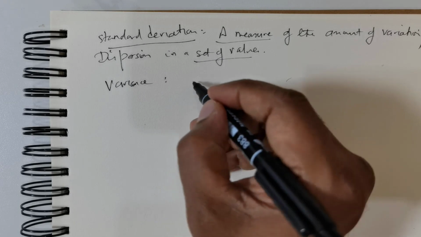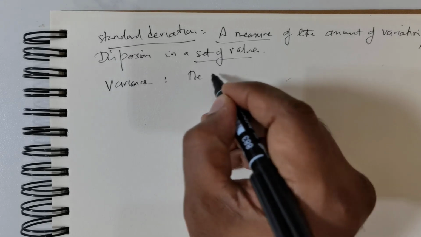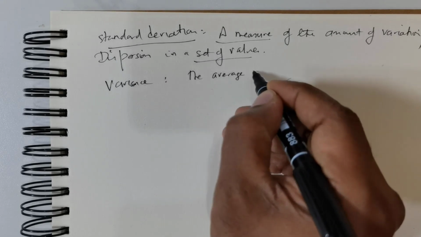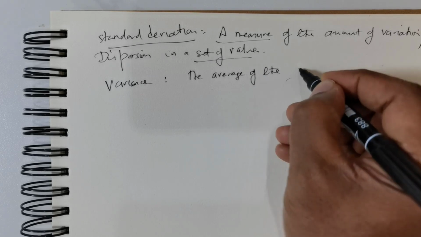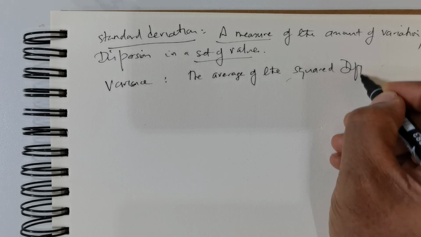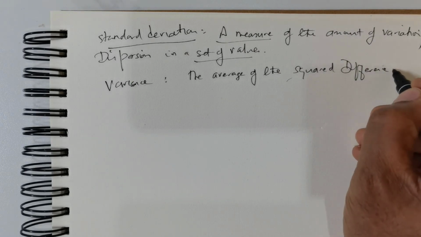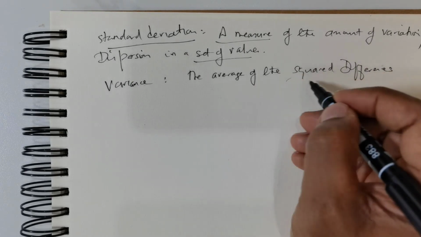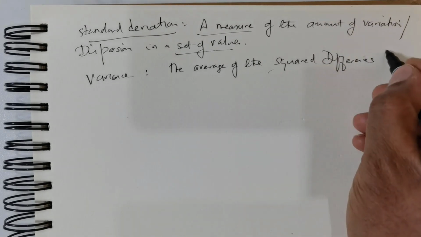Now next comes variance. So what is the variance? The average of the squared differences from the mean.